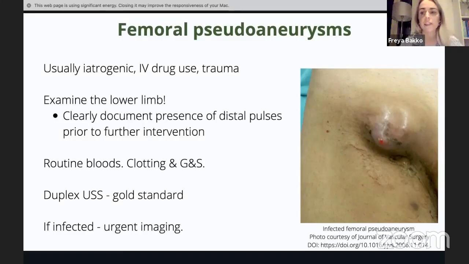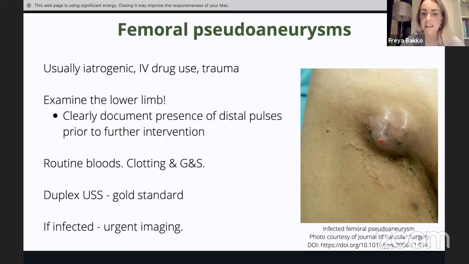When you find a vascular cause of a lump, it's really important to examine the lower limb, and you want to clearly document this as well, especially before any further intervention. So make sure you do a full vascular examination, examine the popliteal artery and the peripheral foot arteries as well, and do a neurological examination as well. You want to send off your routine bloods, do a clotting and a group and save, and especially monitor the hemoglobin. Gold standard for femoral pseudoaneurysms is a duplex ultrasound. If you have a pulsatile mass, it's definitely warranted to ask for an ultrasound.